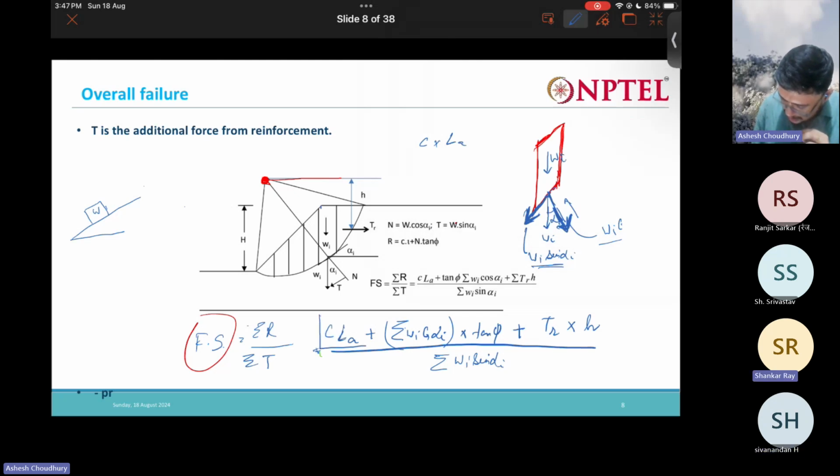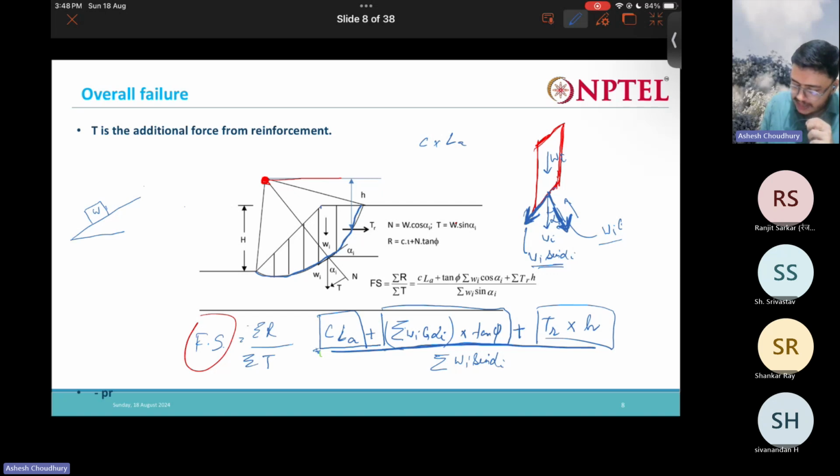So this part is separate, right? Only this length times LA, this LA times CA, done. Then this part is for wedges. This will be for all the wedges, right? And this is for the reinforcement part.